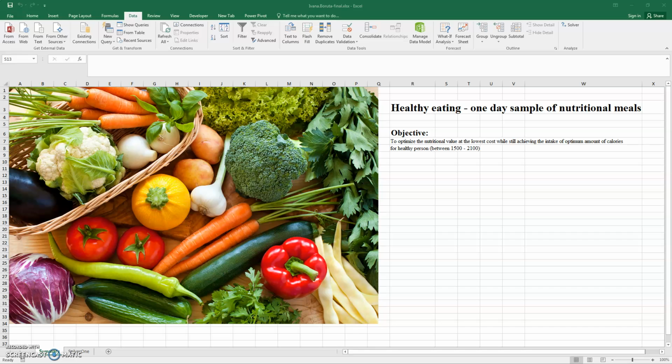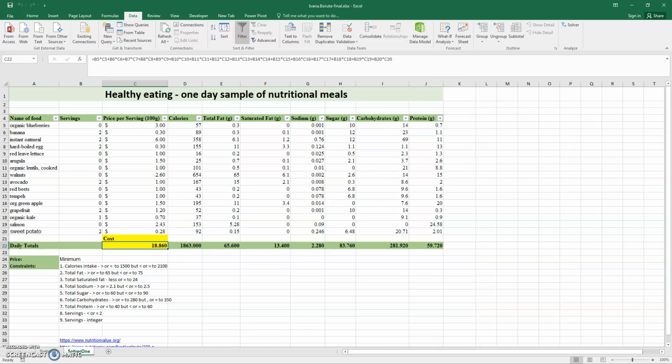It helps to determine a result by changing certain variables that you set up, and depending on the constraints you set up as well.